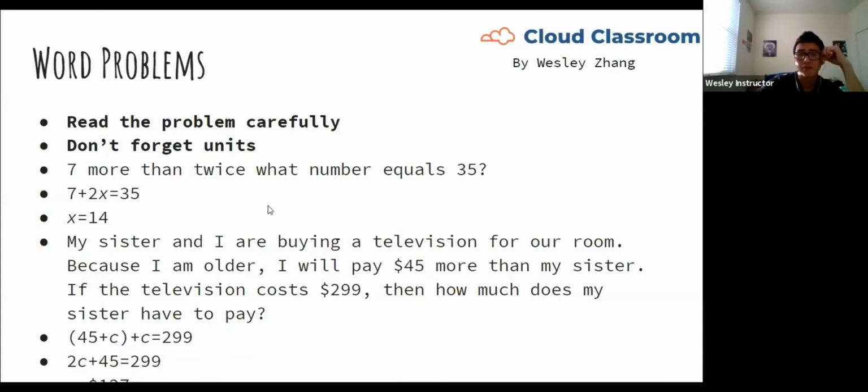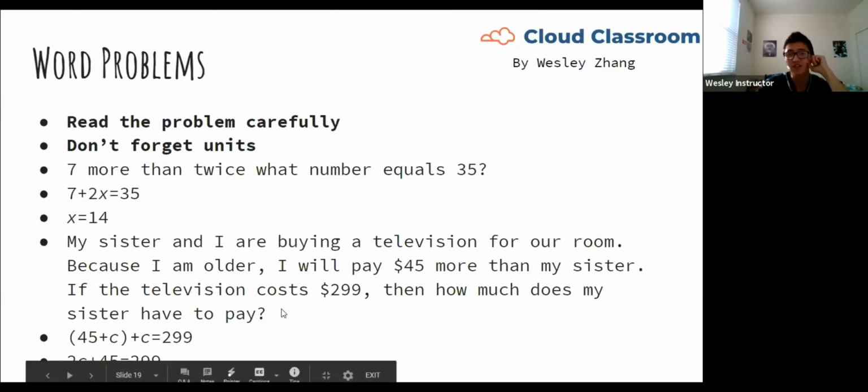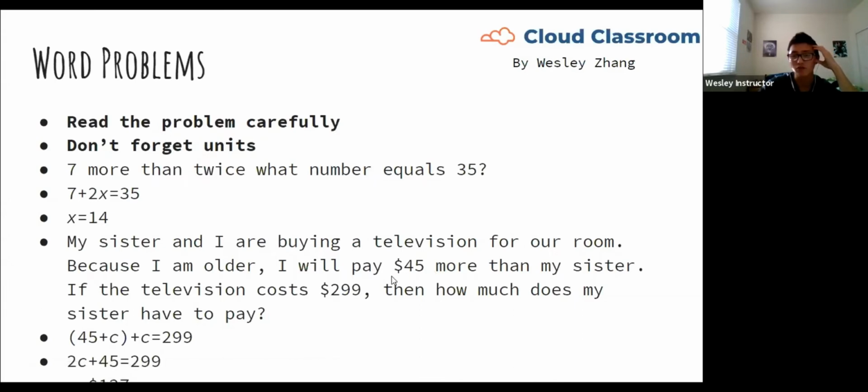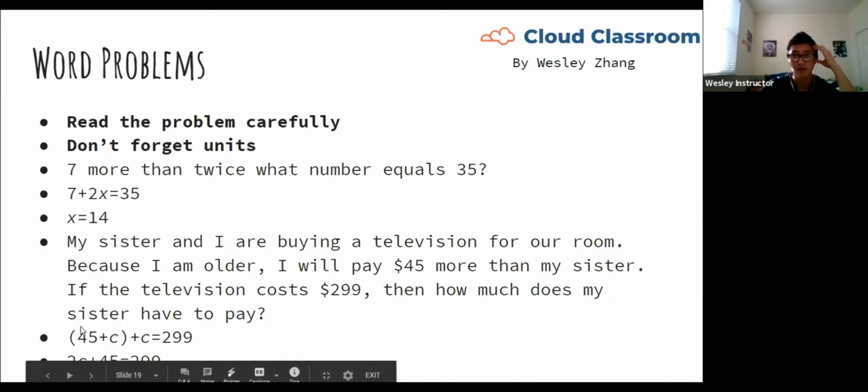All right, my sister and I are buying a television for our room. Because I am older, I will pay $45 more than my sister, which I think is unfair. If the television costs $299, how much does my sister have to pay? So you want to find how much my sister wants to pay. You're not looking for how much I need to pay. You know that I need to pay $45 more, so my sister's answer is going to be less than whatever I have to pay. So that's going to be the smaller number.